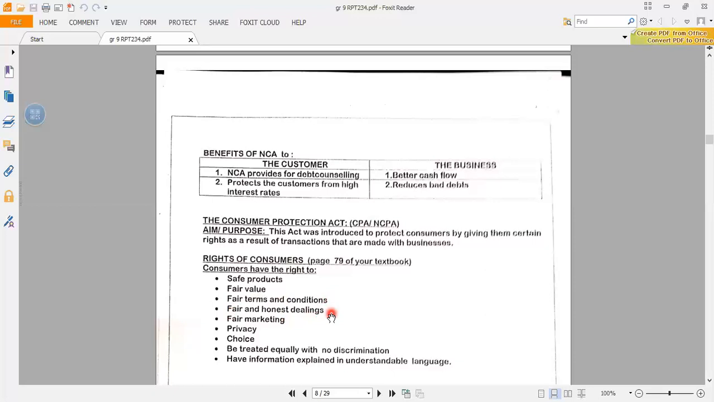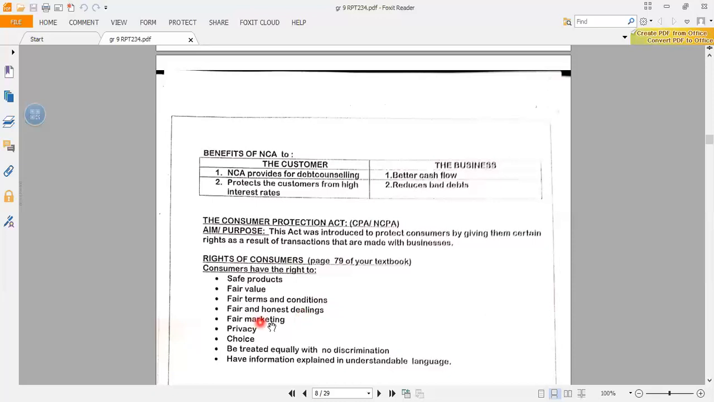Here it is very important. Most entrepreneurs try to motivate or influence customers to come and purchase their products. But when customers go there, they see that a certain product is out of stock. So consumers, remember, have a right to fair and honest dealing. They cannot be forced to purchase products that they may not want.